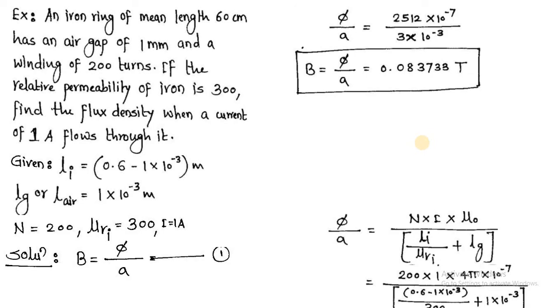But if the statement is, if the iron ring of mean length 60 centimeter has an air gap of 1 mm, then you are supposed to consider that this 60 centimeter includes the air gap of 1 mm. So you need to subtract that 1 mm from 60 centimeter to find out the net length of iron ring.